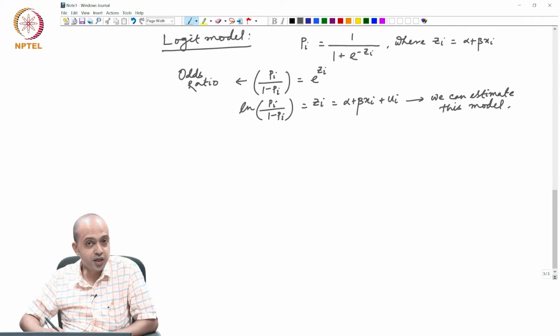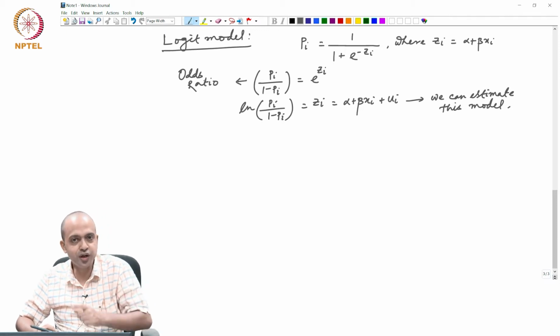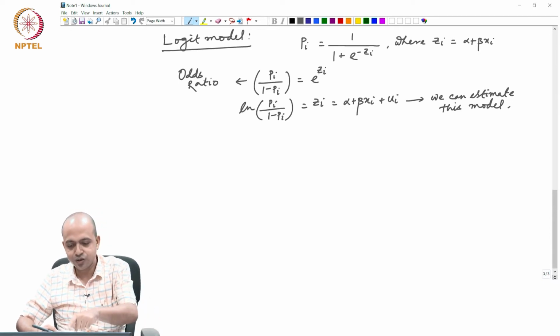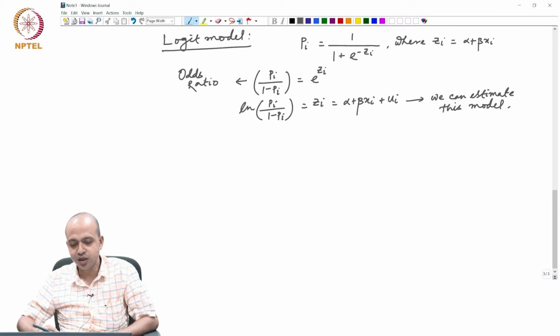Pi is the probability of owning a car or owning a house. Pi by 1 minus Pi is called the odds in favor of the event happening, or odds in favor of owning a car. Since the numerator is Pi, we say this is the odds in favor of owning a car. If we calculate 1 minus Pi by Pi, that is also an odds ratio, but it indicates the odds against that event happening. So here Pi by 1 minus Pi is your dependent variable.